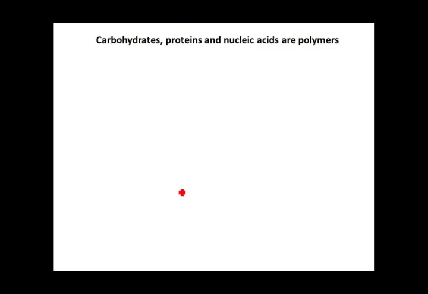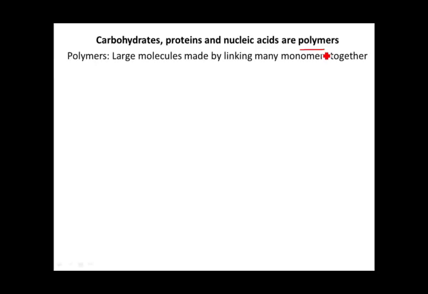All right, carbohydrates, proteins, and nucleic acids are all polymers. Lipids are not polymers, so they don't have this in common that we're going to talk about right now, but carbohydrates, proteins, and nucleic acids are all polymers. And polymers are simply large molecules that you make by linking together many subunits or monomers. So a polymer is a large molecule composed of many monomers, and the monomer you could also think of as a subunit.